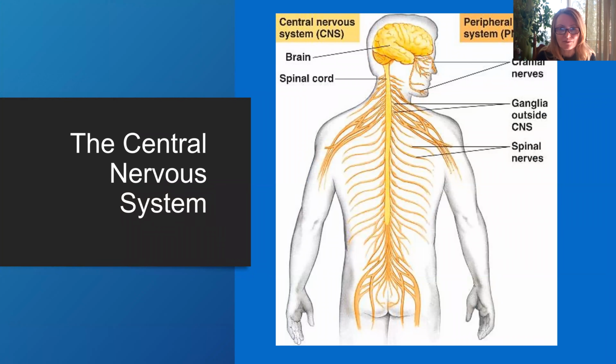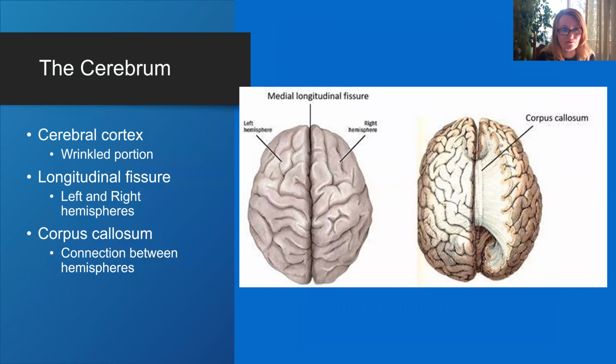So the central nervous system is composed of the brain and spinal cord, and all other nervous tissue found throughout your body will be parts of the peripheral nervous system. So in this video, we will talk about the brain and spinal cord only. We're going to start with the brain, and the first part that we're discussing is the cerebrum. That's the most superficial part of the brain.